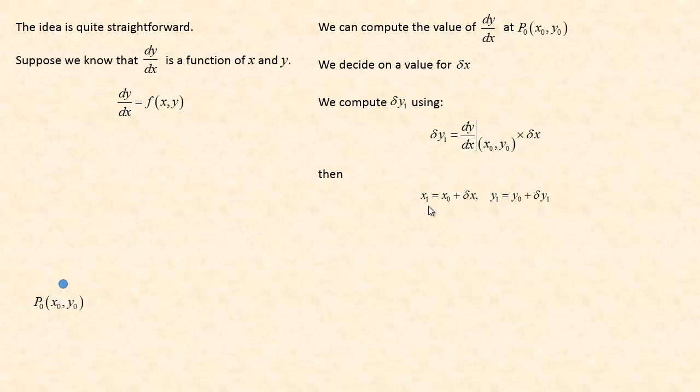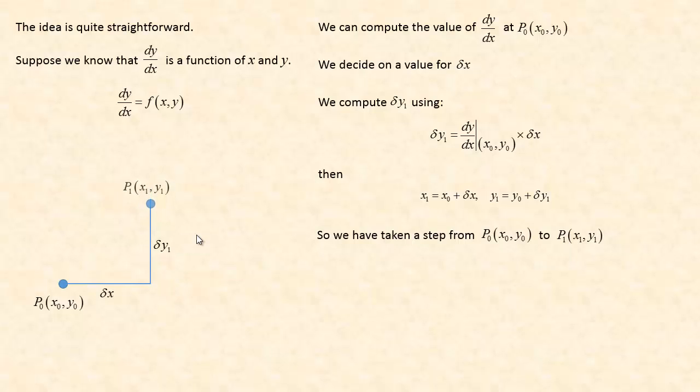Then x1 is going to be x0 plus delta x. y1 is going to be y0 plus delta y1. So we've taken a step from p0 to p1. So on the diagram, the x value steps up by delta x, the y value will step up by delta y1, taking us to this second point, which we're estimating is on the integral curve, and then we join them with a straight line, but that straight line is there to approximate the integral curve between these 2 points.